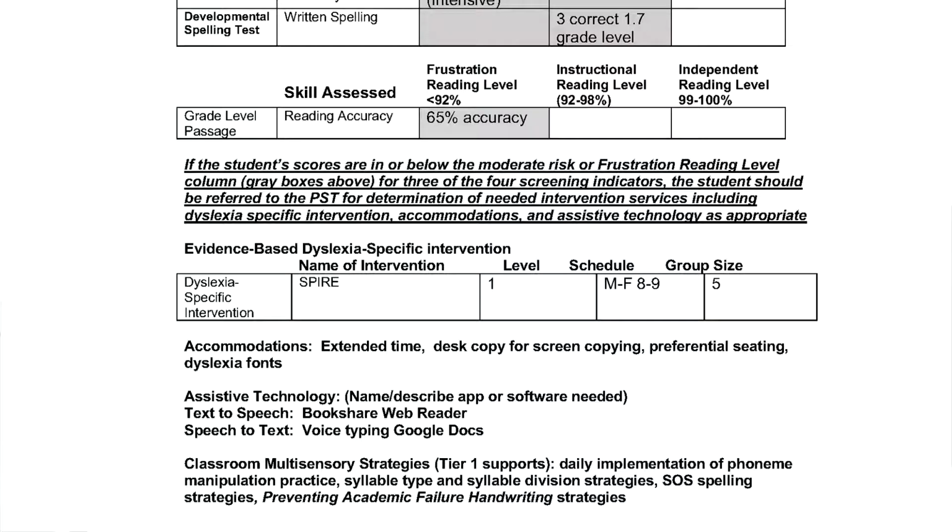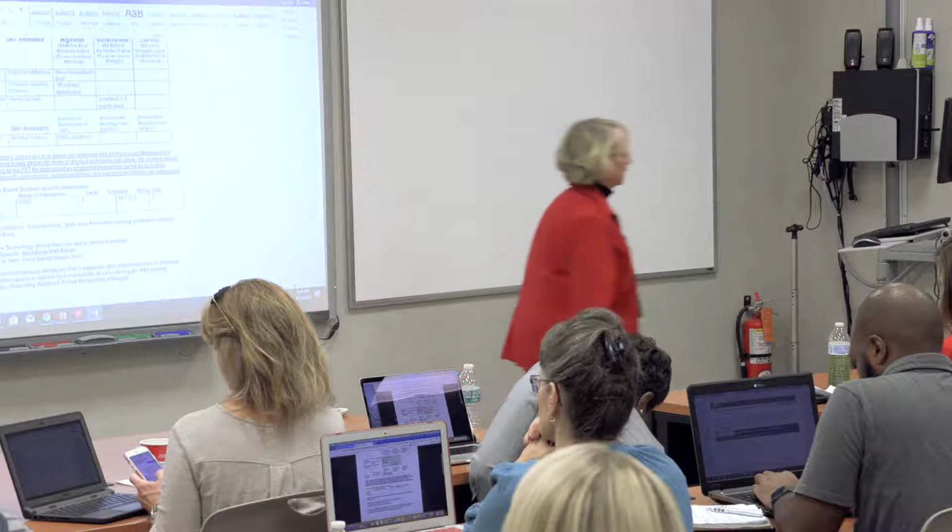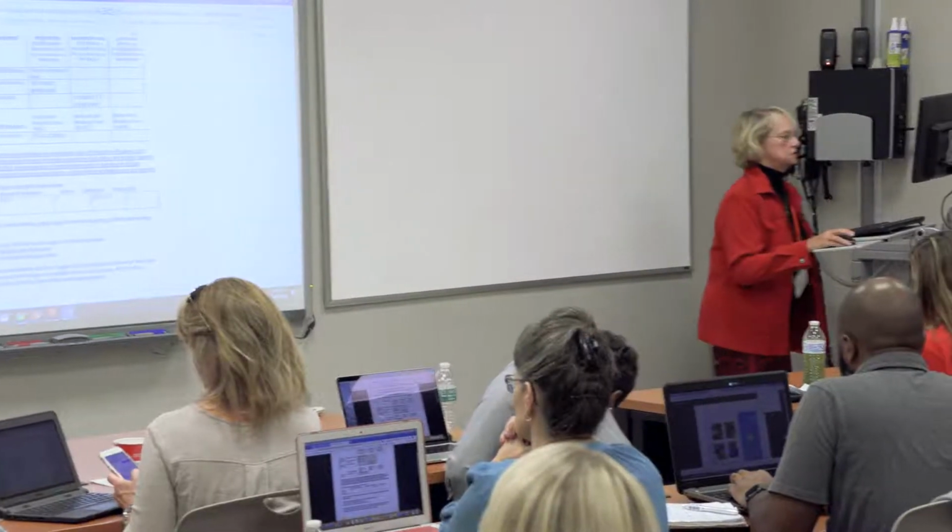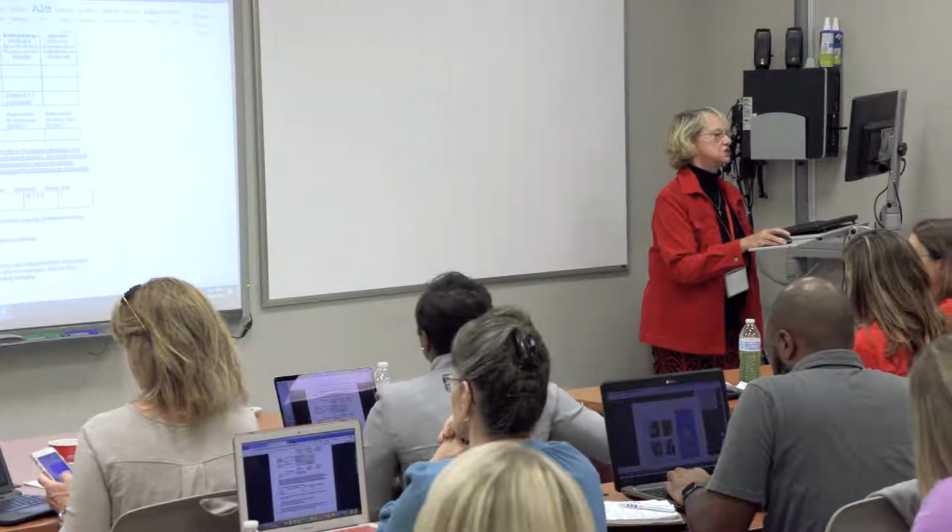So those are the 4 things that are part of the dyslexia plan, and they're down here. So here's the intervention, the accommodations, the assistive technology, and the classroom strategies. And I've just given you an example. This wasn't a real life child. This is just one I made for demonstration purposes. So you see how that works.